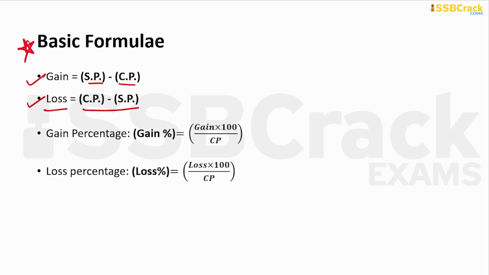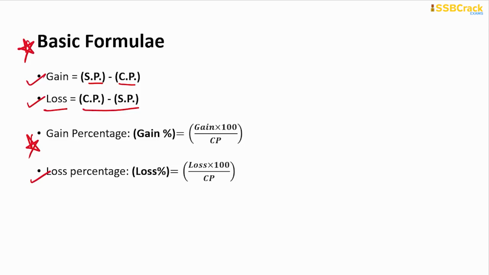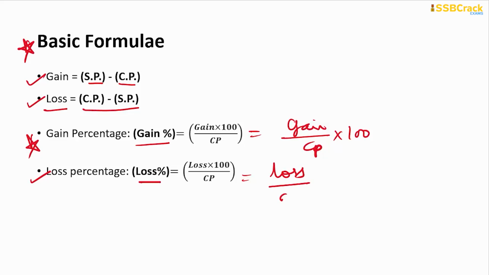And then comes the formulae, the basic ones, when you are about to calculate the gain percentage and the loss percentage. Gain percentage will be calculated as gain into 100 upon CP. Some people read this formula also as gain upon CP into 100. So it is the same formula, alright. Similarly, loss percent is equal to loss into 100 upon CP, or you can read sometimes it as loss upon CP into 100. So understand that to calculate this gain percent, you shall know the gain, right? So gain upon CP into 100, and as well as to calculate loss percent, you shall know the loss. So loss upon CP into 100.